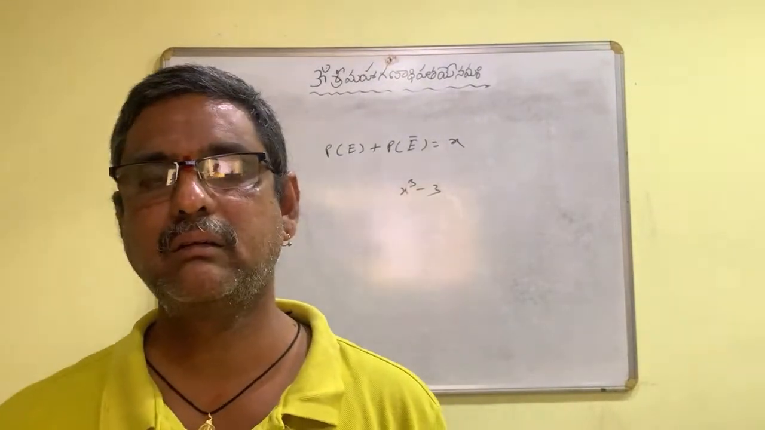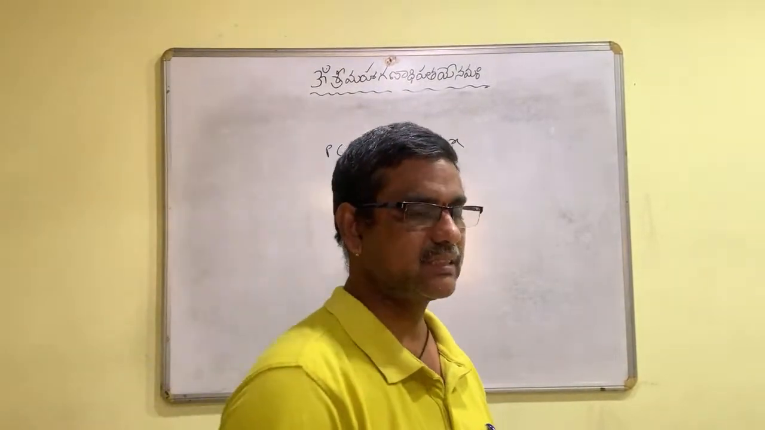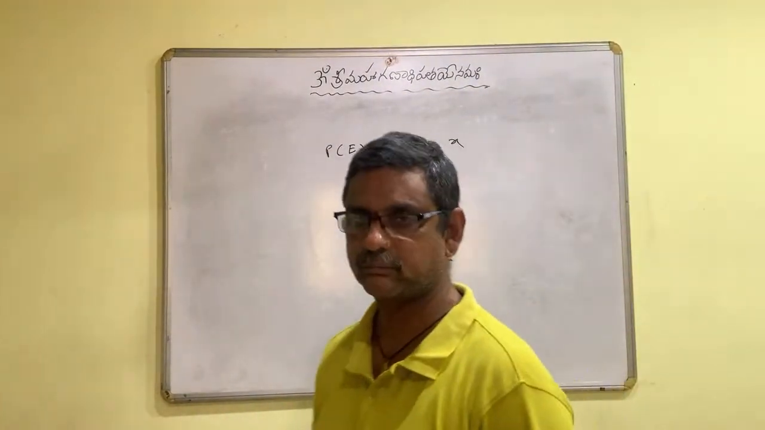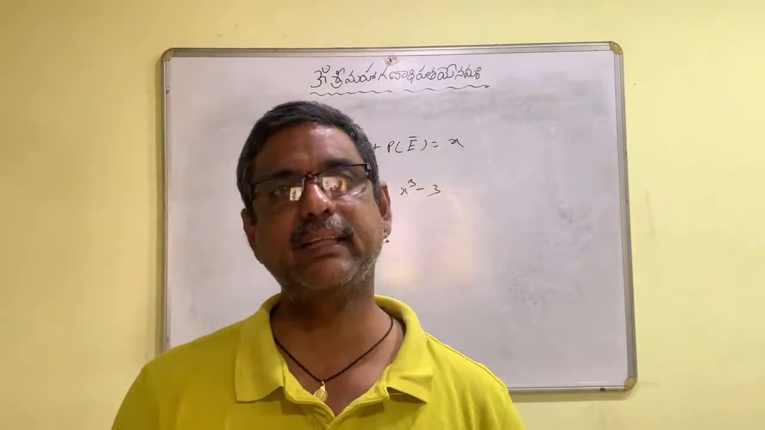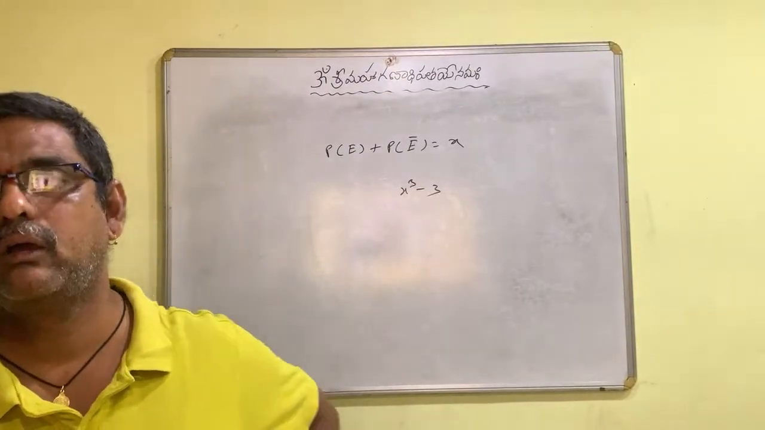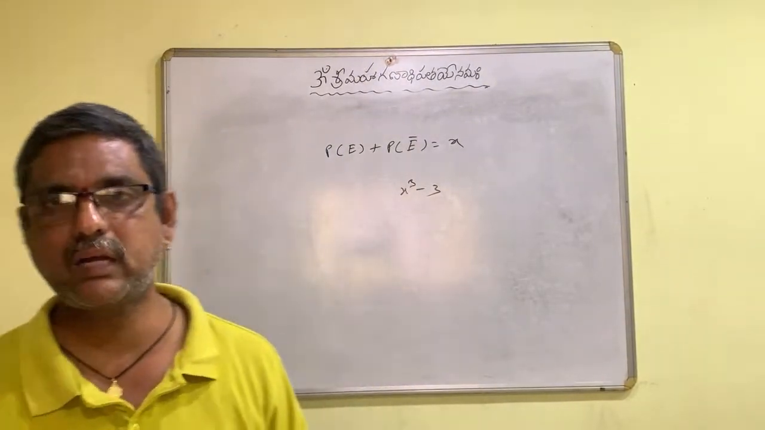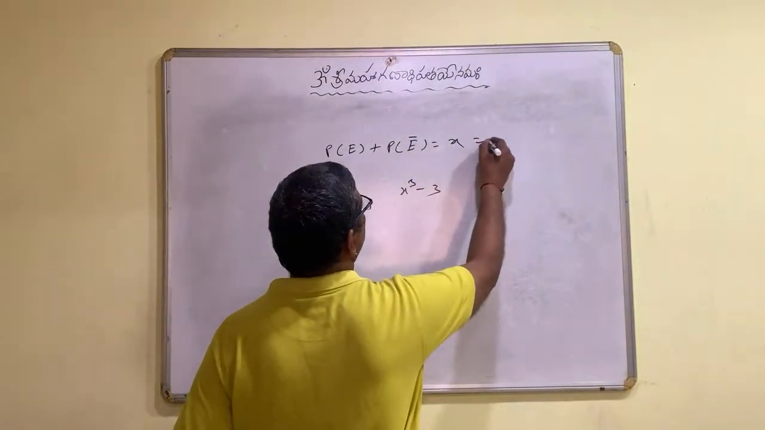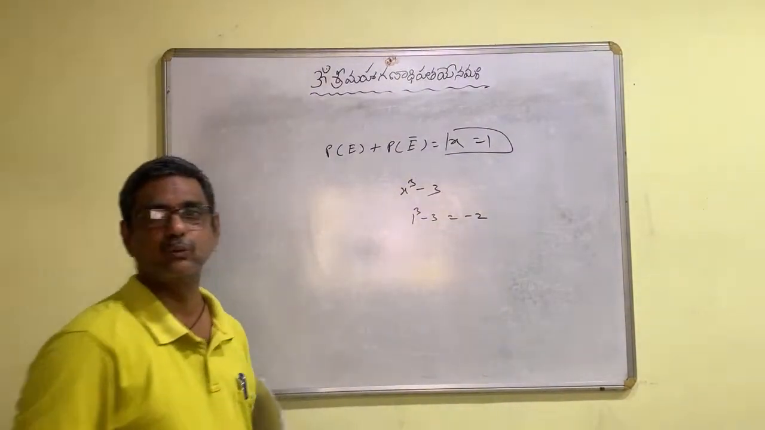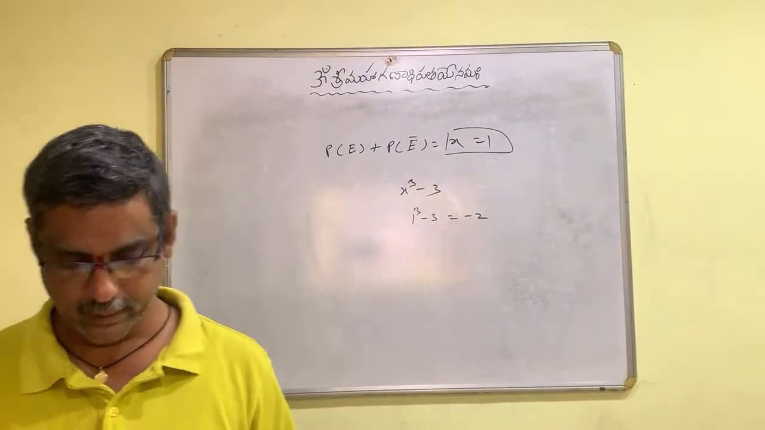For example, a die is thrown. Probability of getting 1 is 1 by 6. Probability of not getting 1 is 5 by 6. Now if we add them, 1 by 6 plus 5 by 6 we get 1. So the probability of an event happening plus the probability of it not happening is 1. So x is 1. 1 cube minus 3 is negative 2. Next.